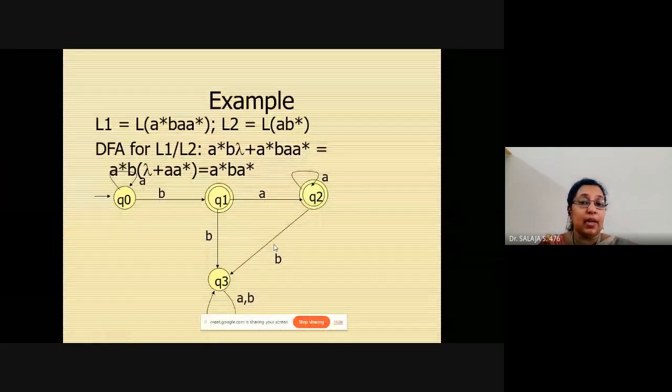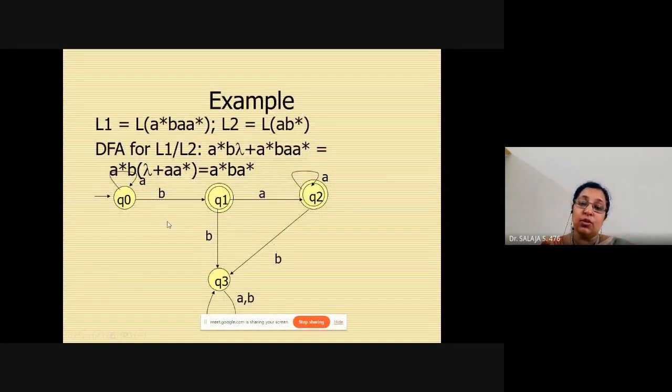Now, if you can generate a regular expression for L1 slash L2, do it, or else just stop at the diagram of L1 slash L2. There is no need to write a regular expression. If you can, do it. If you cannot, stop with the diagram.